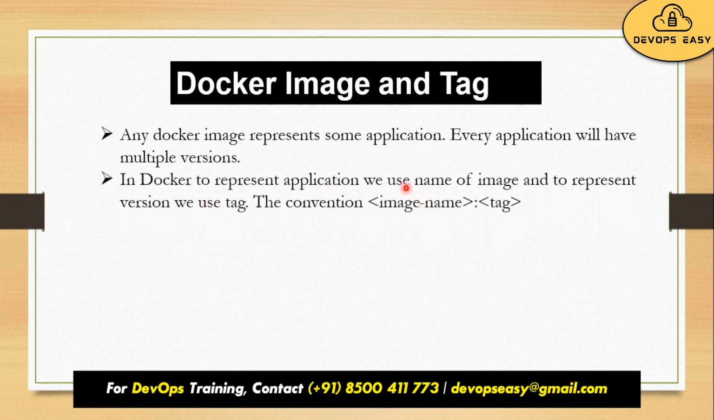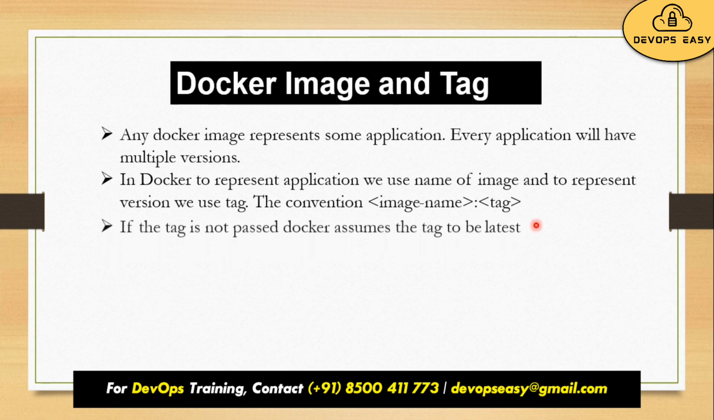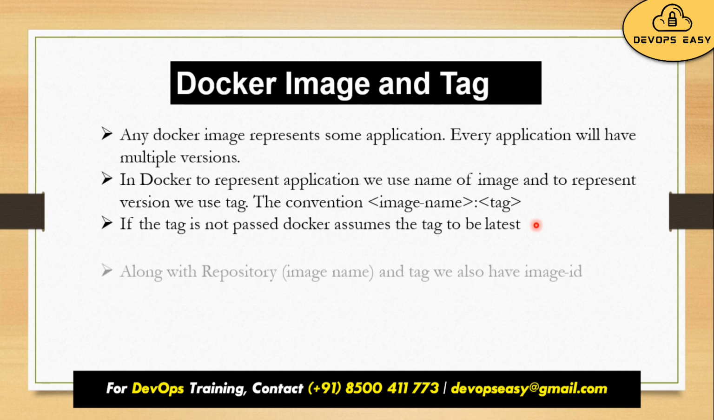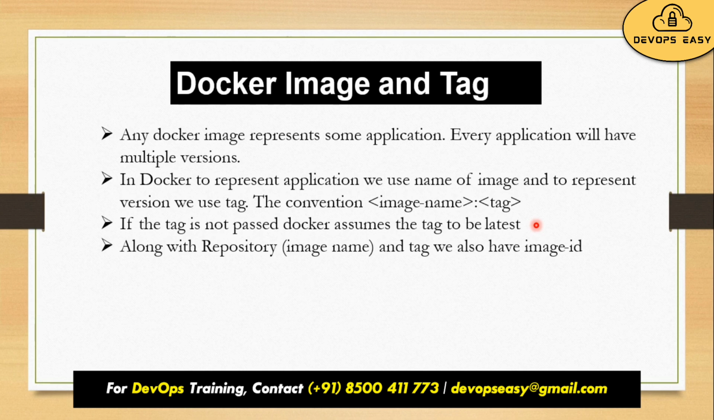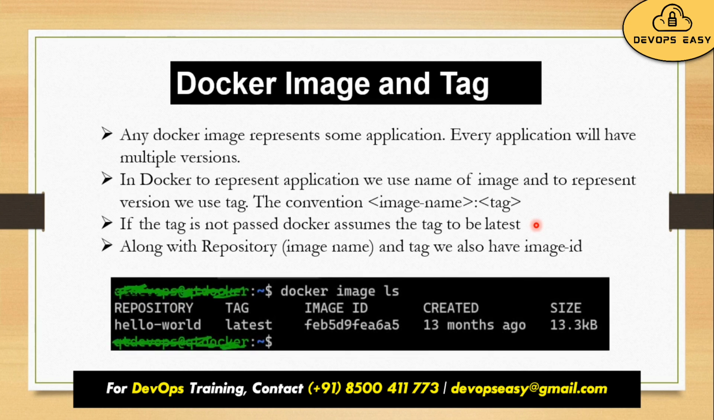So in Docker, to represent an application we use the name of the image, and to represent the version we use the tag. The convention is image name colon tag. If the tag is not passed, Docker assumes the tag to be latest. Along with image name and tag you also have an image ID. I already showed you on the first slide: whenever you execute docker image ls, you get an image name and image ID. If you don't give the tag, by default it will take latest. I will show you all these things practically.